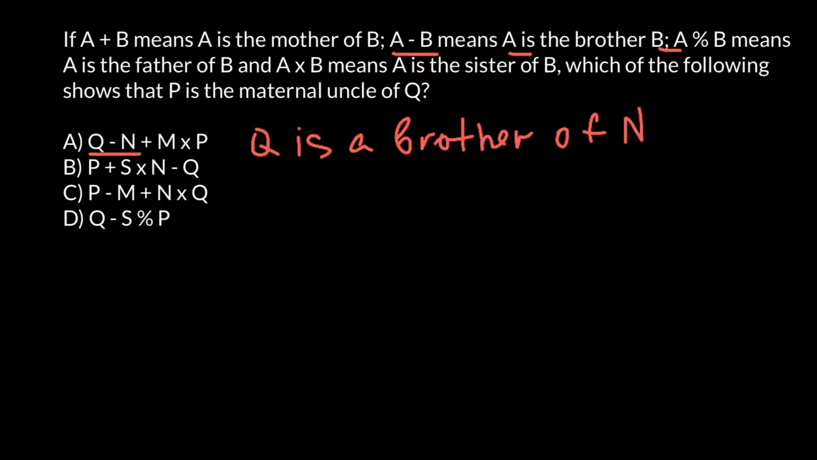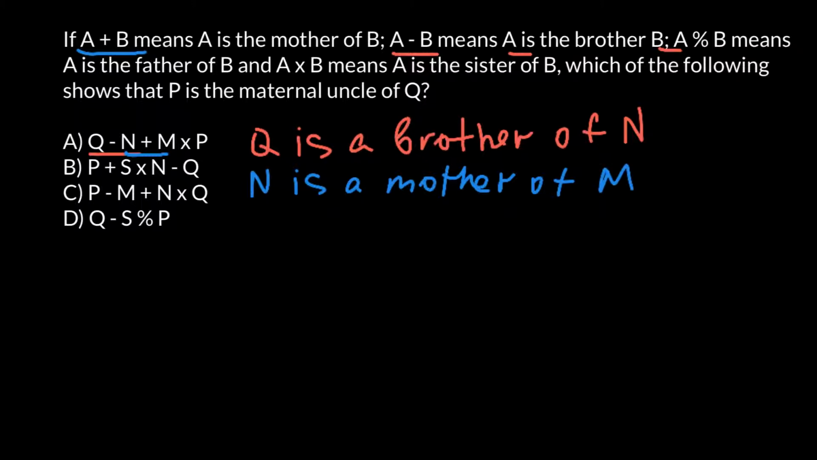Next, we have N, so let me use a different color. N plus M, and this is this part. So if A plus B means A is the mother of B, in this case N is a mother of M.